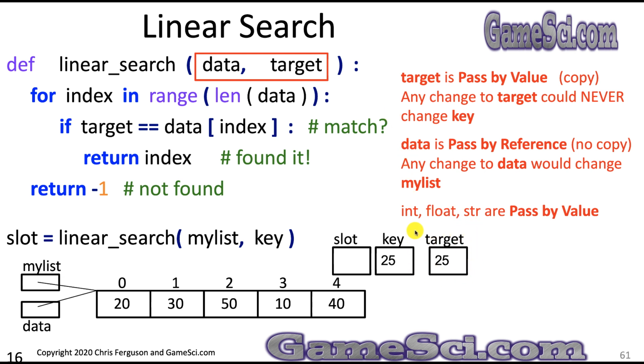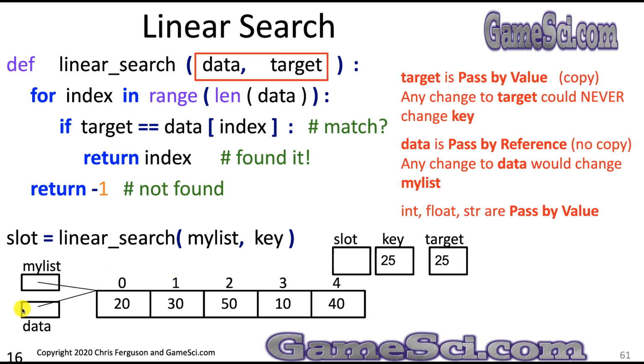Notice how target was dynamically created. Local variables are created when you call a function. Target was dynamically created with a copy of the 25. Key and target are two separate variables. Data is passed by reference. No copy is made. Any change to data would change the list.